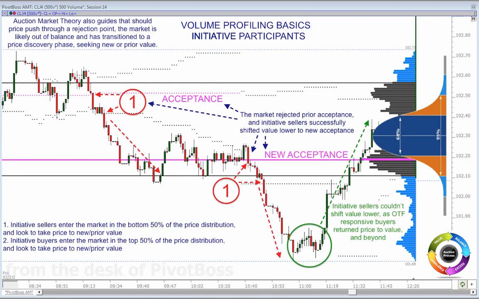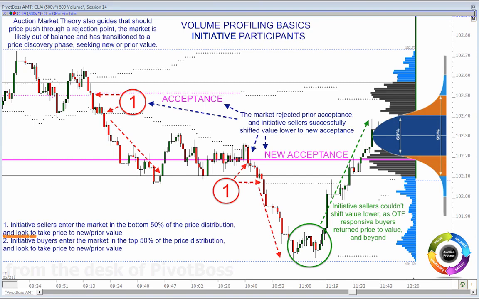So now let's talk about initiative participants. The auction market theory not only guides us to trade at rejection levels and return price to acceptance as responsive participants, but it also guides us that should price push through a rejection point, a price that has been rejected by the market is then likely out of balance and has transitioned to a price discovery phase seeking new or prior value. So this is the point where we stop being responsive participants and we then shift gears to an initiative role.